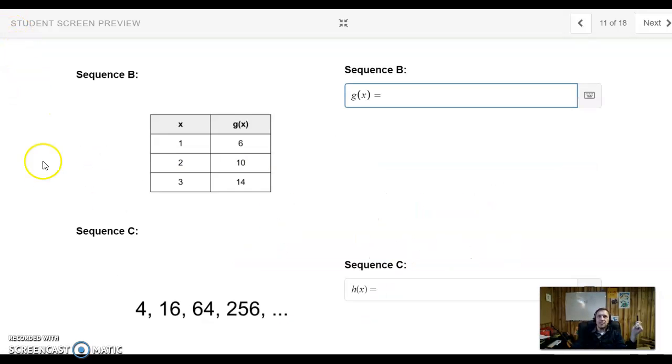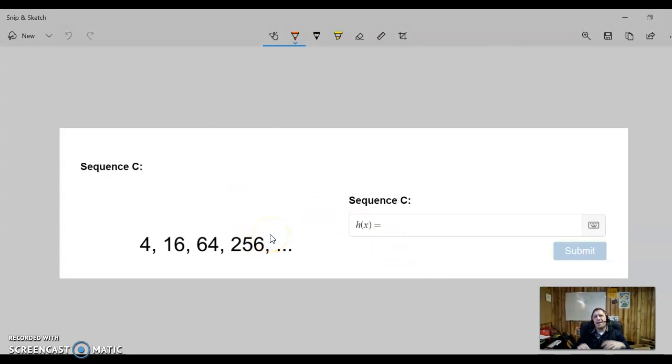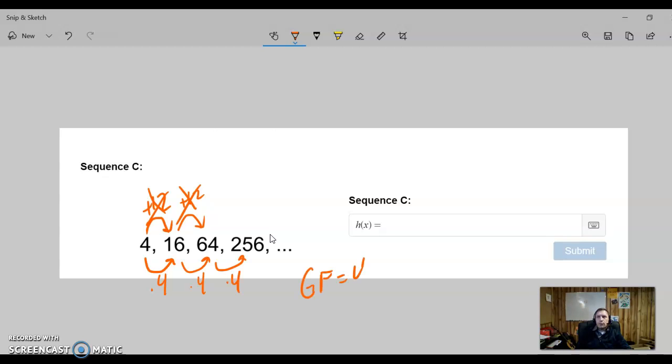All right, so let's look at sequence C. Sequence C looks a little bit different, doesn't it? Hopefully, as you look at this, you ask: do I have a rate of change or a growth factor? If I had a rate of change, that would mean I'm adding 12. Well, 4 plus 12 is 16. Add 12 again, and 16 plus 12 is not 64. So this is not an arithmetic sequence. What could I do to get from 4 to 16? Yeah, I could multiply by 4. So I'm multiplying by 4 all the way through here, and I have a growth factor of 4.